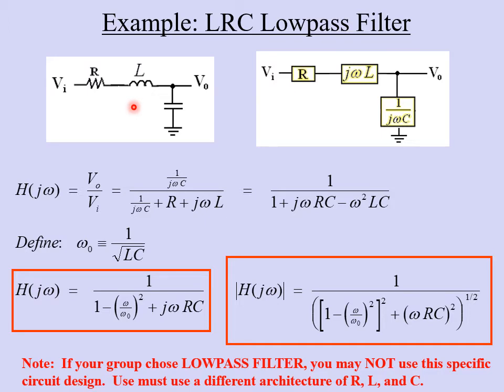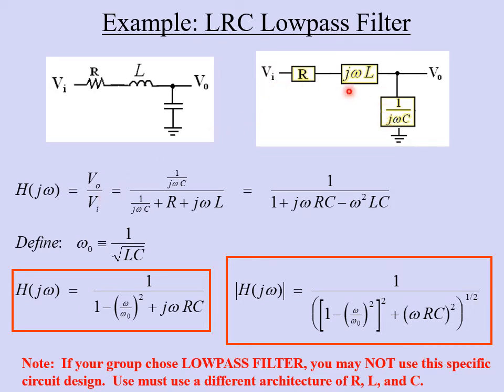Okay, so anyway, the trick is, we did this back in Chapter 3, is we replace these circuit elements, the R, the L, and the C, with their impedances. So R, remember, just becomes R. L becomes j omega L. And C, the capacitor, becomes 1 over j omega C. So now we can write the frequency response H of j omega, which remember is V out divided by V in.